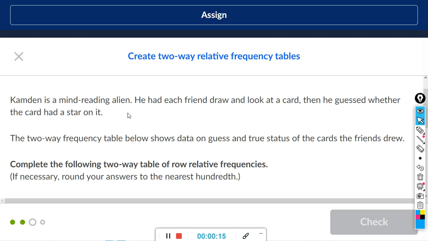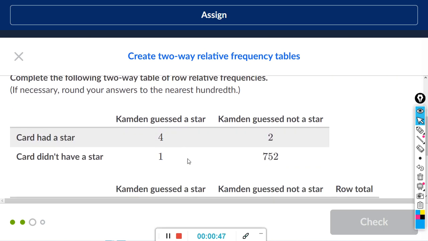Camden is a mind-reading alien. He had each friend draw and look at a card, then he guessed whether the card had a star on it. The two-way frequency table below shows data on guess and true status of the cards the friends drew. Complete the following two-way table of row relative frequencies. If necessary, round your answers to the nearest hundredth. Okay, you won't be needing to round to the nearest hundredth. You can do fractions for all of these, all right?